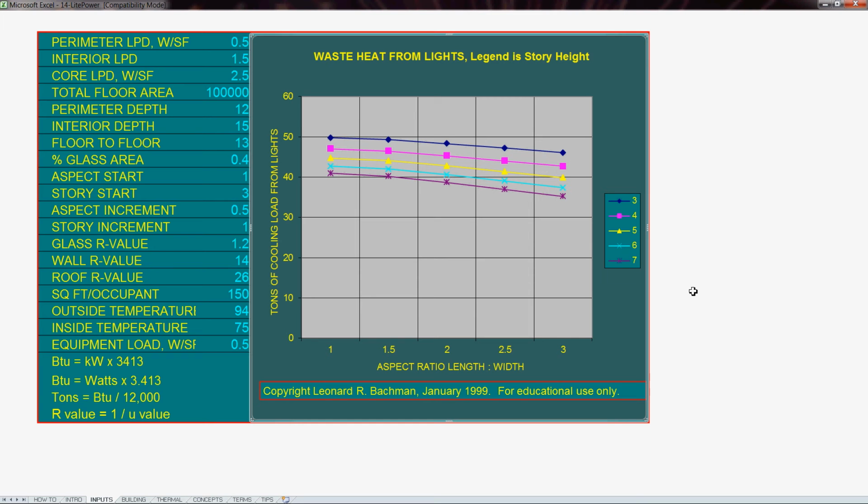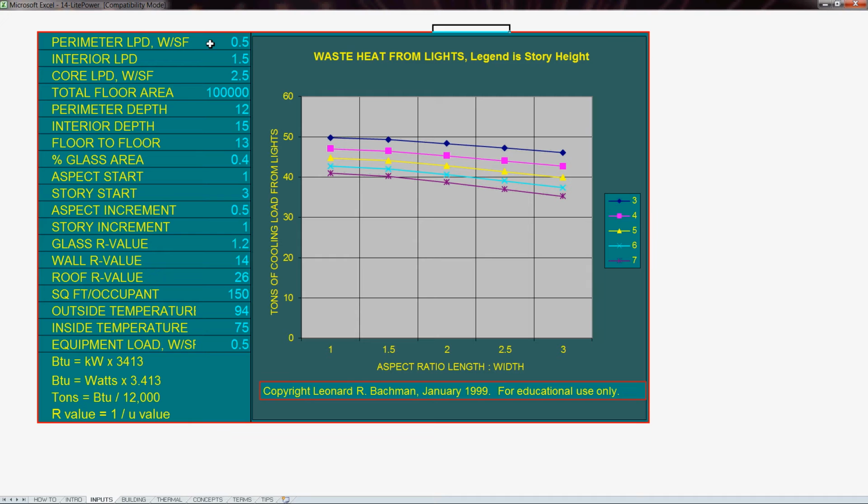Hello. This video demonstrates the use of a spreadsheet for looking at lighting power density. Lighting power density is the ratio of lighting power to the square footage area. So we measure it in how many watts per square foot. A 100-watt light bulb in a 10 by 10 room is 1 watt per square foot.